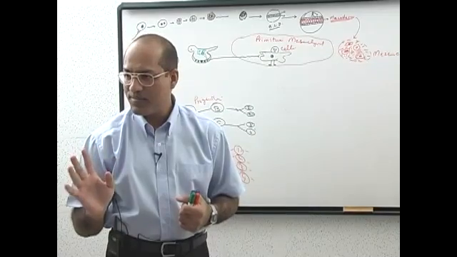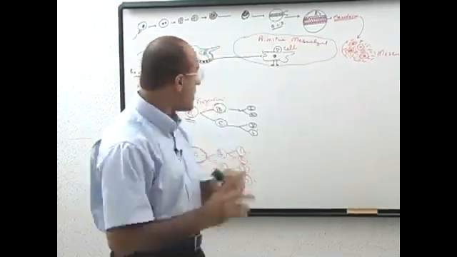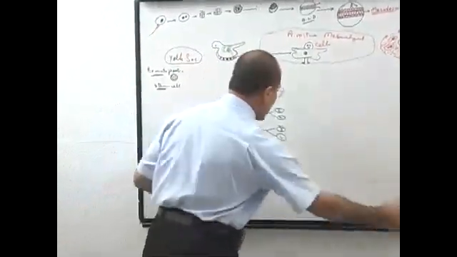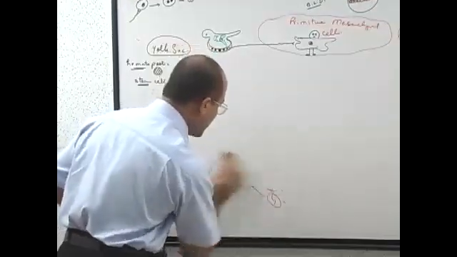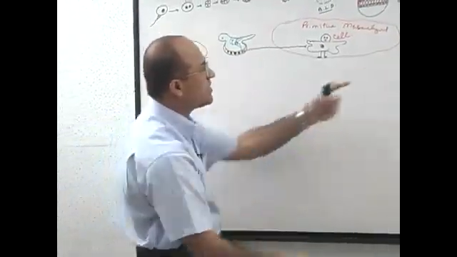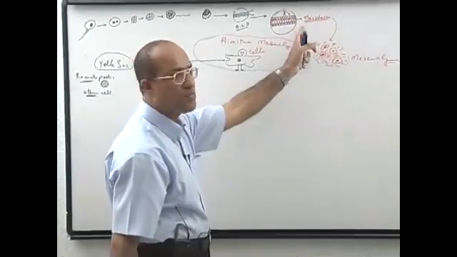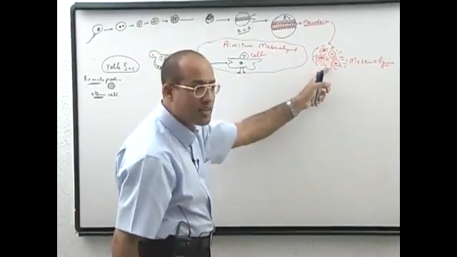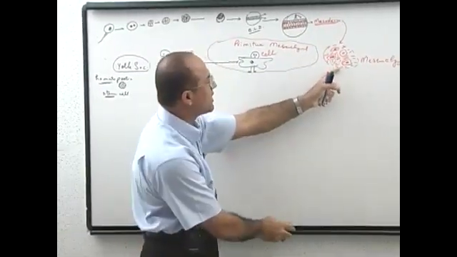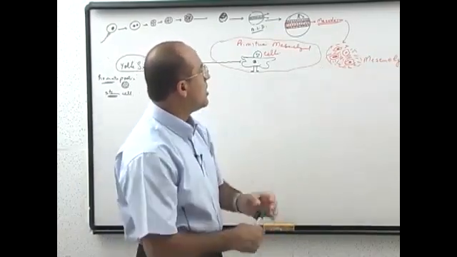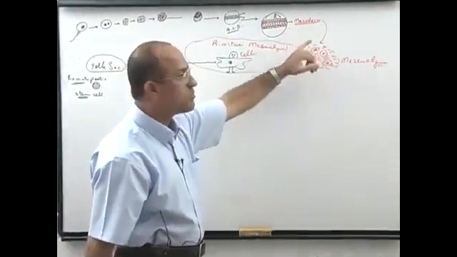Am I clear? No problem up to this? Now, in a nutshell, we can say that these mesenchymal cells are mostly derived from mesoderm. There's a little exception here. Let me bring that to your notice. Mesenchyme mostly is coming from mesoderm.